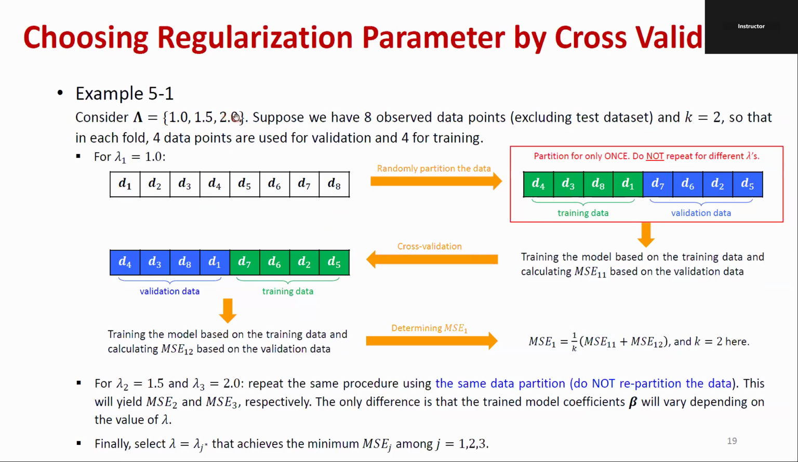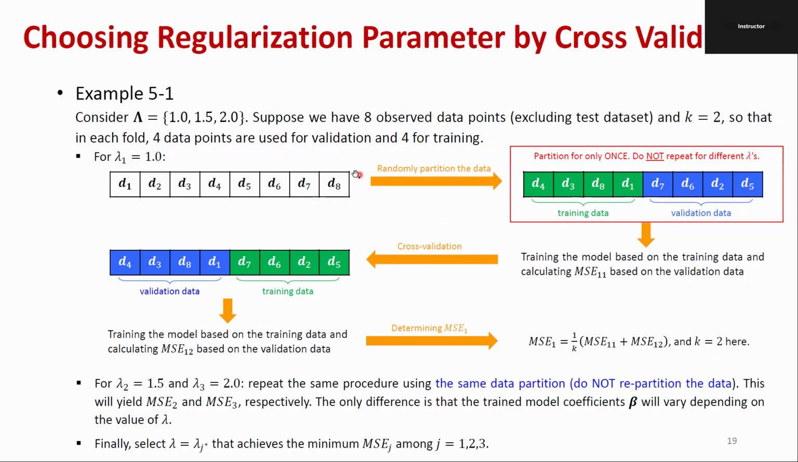Okay. These are 3 candidates. Suppose we have 8 observed data points, which are D1, D2 through D8. By observed data points, I mean the training and validation data set. It does not include the test data set. Suppose my K equals 2. That means in each fold there are 4 data points, because 8 divided by 2 equals 4. Hence 4 data points are used for validation and the other 4 are used for training.